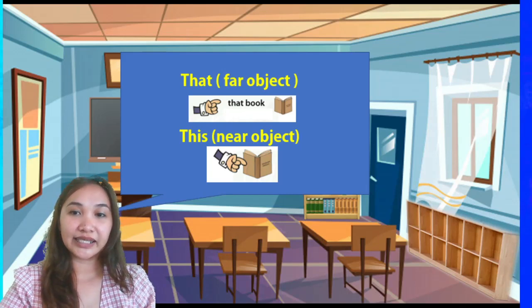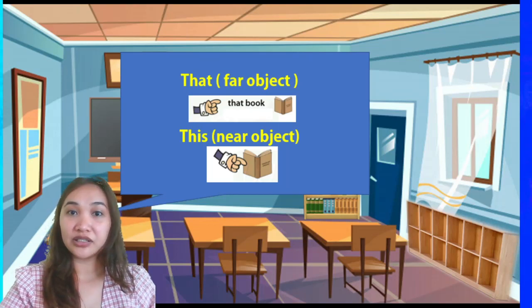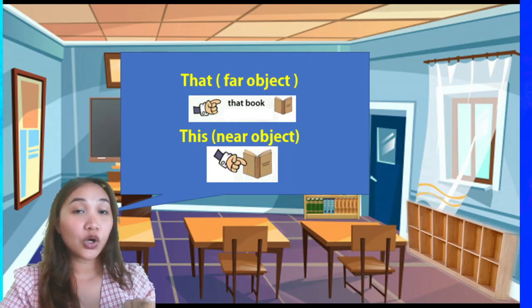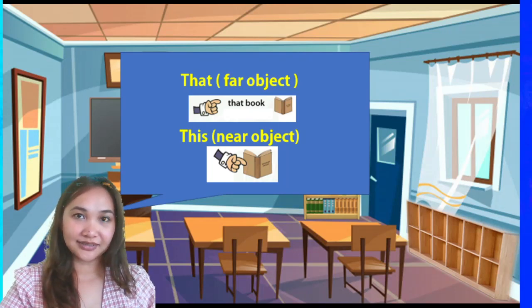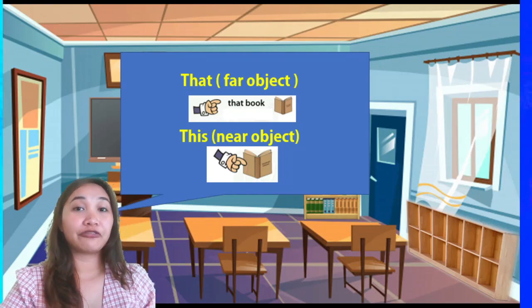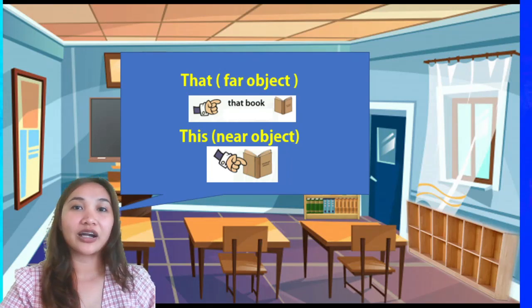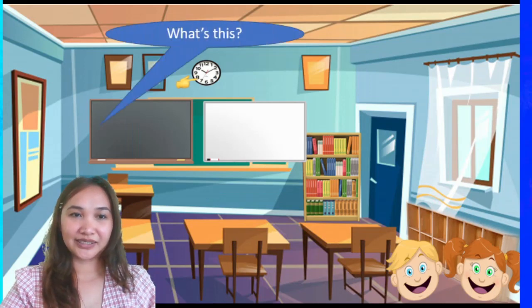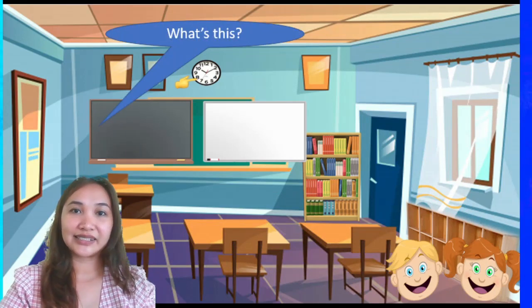All right, so look at the example. You are near or very close to the object, or you are holding the object. All right, so again, that, if you are far from the object, this, if you are very close or you are holding the object. Okay, so let's review our lesson last time.